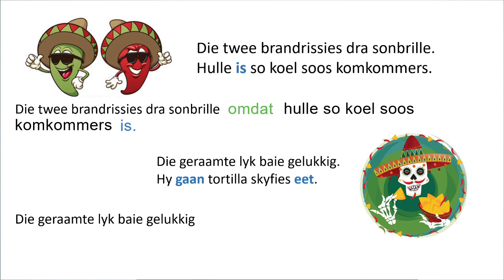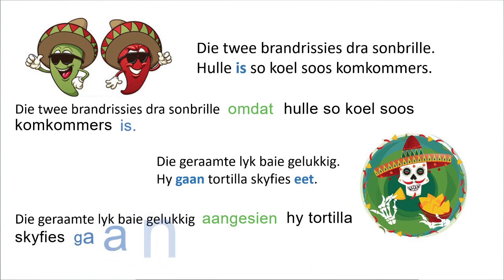Let's look at the second example. Die geraamte lyk baie gelukkig. Hy gaan tortilla skyfies eet. Once again, write out the first sentence as normal. Die geraamte lyk baie gelukkig. Aangesien, we'll use aangesien for this one. Hy tortilla skyfies gaan eet.